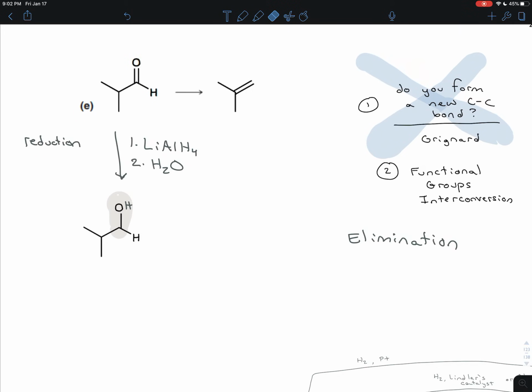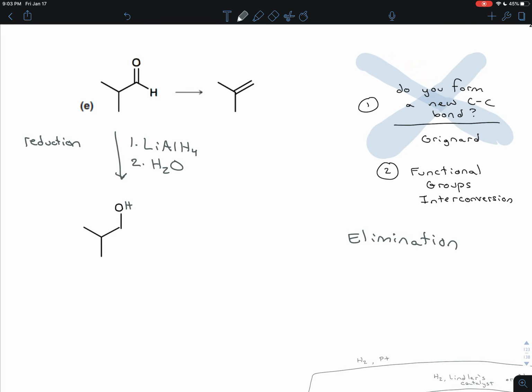Okay. So now we have this alcohol. And so we're closer to getting our alkene. We just need to eliminate it. I'm going to erase this hydrogen here. It is still there. It's just implied. So we have to eliminate this alcohol.